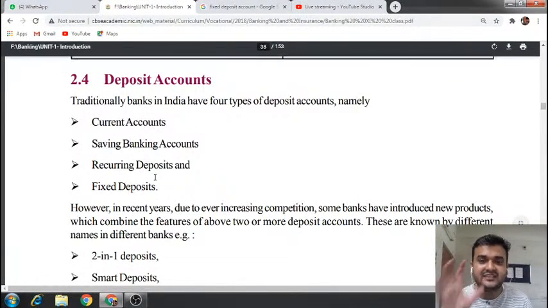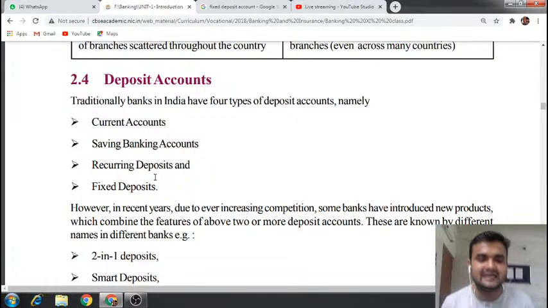Fixed means a fixed amount of money. Let's take an example of 1 lakh. 1 lakh rupees you have, and you went to the bank and deposit the full 1 lakh in a bank for 1 year or 2 years. And now you don't have to deposit anything. Now after 1 year, what will happen? You will get 1 lakh plus the interest amount which you have received on that 1 lakh.